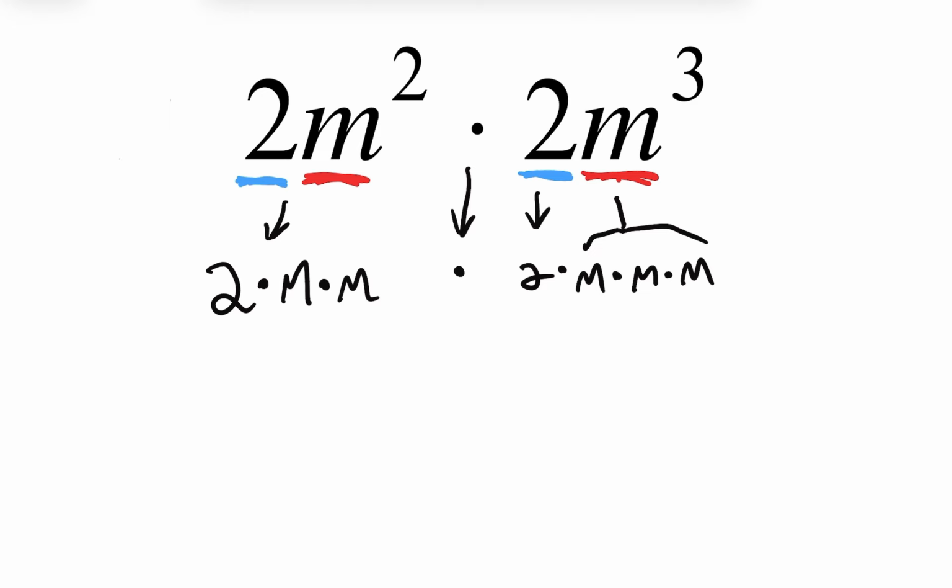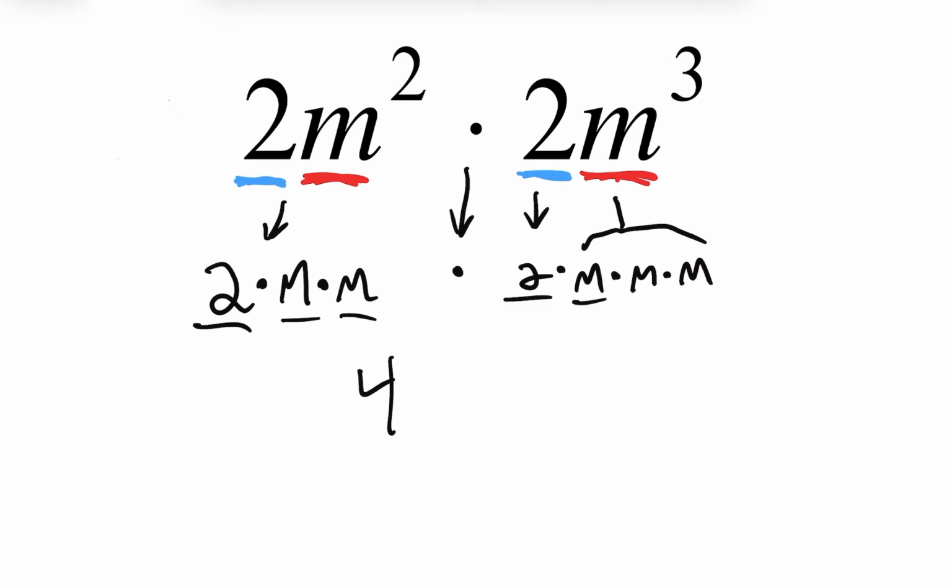Now, to put your final simplification, combine your numbers. What is 2 times 2? Well, that is 4. What is m times m times m times m times m? That's m to the 5th.